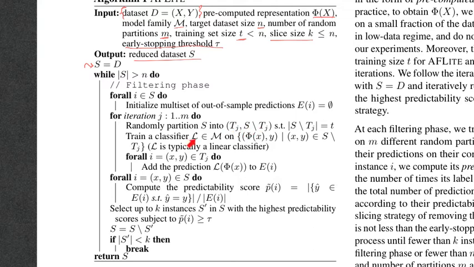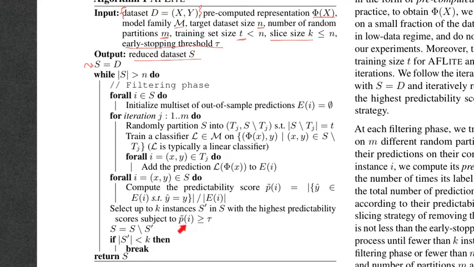They pick a classifier from this family of functions and train it on the complement of T_j in S, which is typically a linear classifier. Then for all of these samples in T_j, they add these predictions to the E_i. After doing this block M times, they go here. Now for each item in S, they consider the predictability score of it by how many times this prediction was accurate. Now they select up to k instances with the highest predictability score, and they remove them from S and they continue.